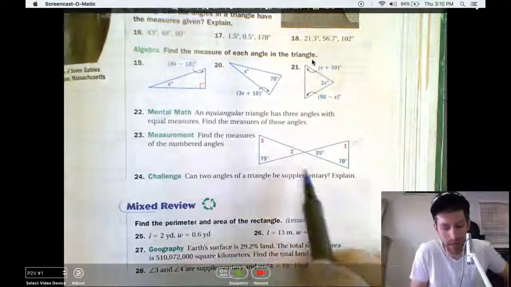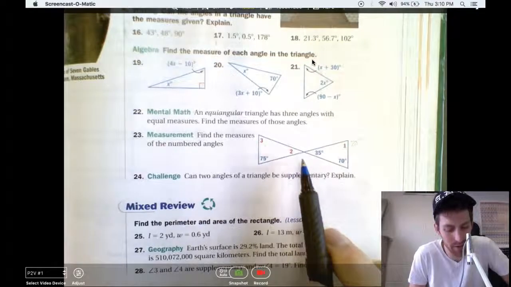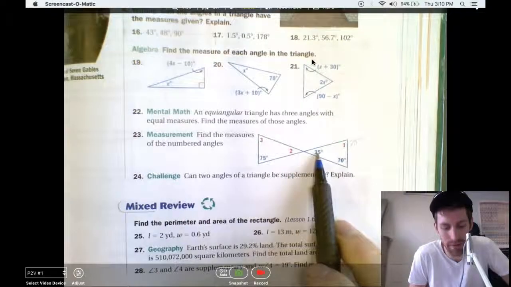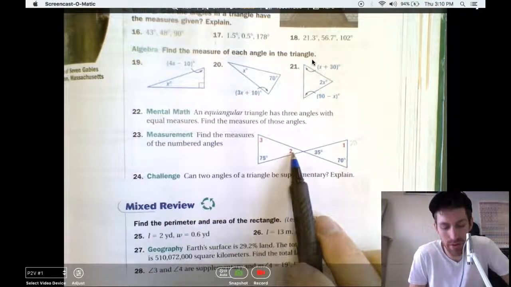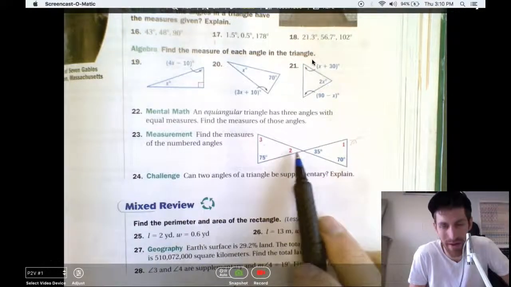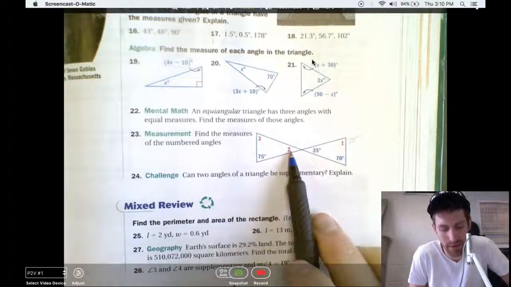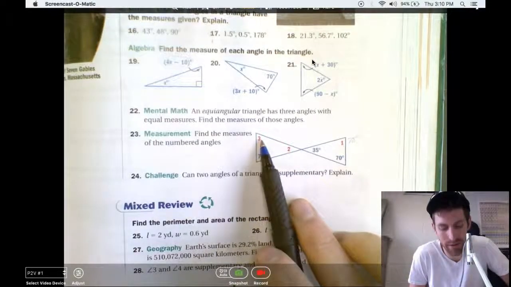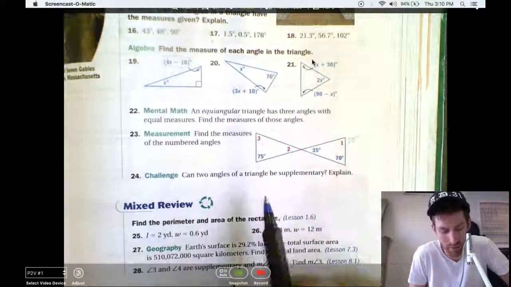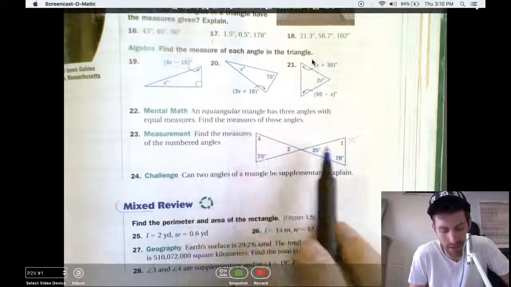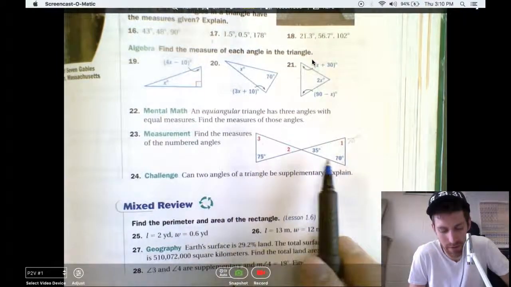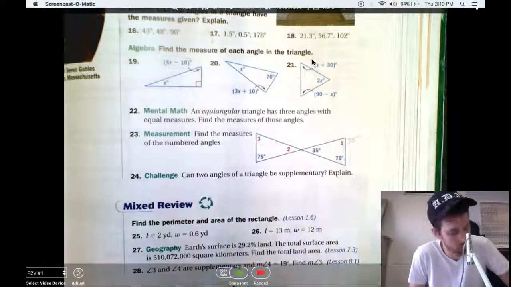Alright, it looks like here they're going to test your knowledge from yesterday. If that one's 35, then 2 has to be 35, because these angles are called what? Vertical angles. And then 75 plus 35 plus something else is going to equal 180. Alright? And 3 is not going to be the same as 1, because 75 is different than 70.